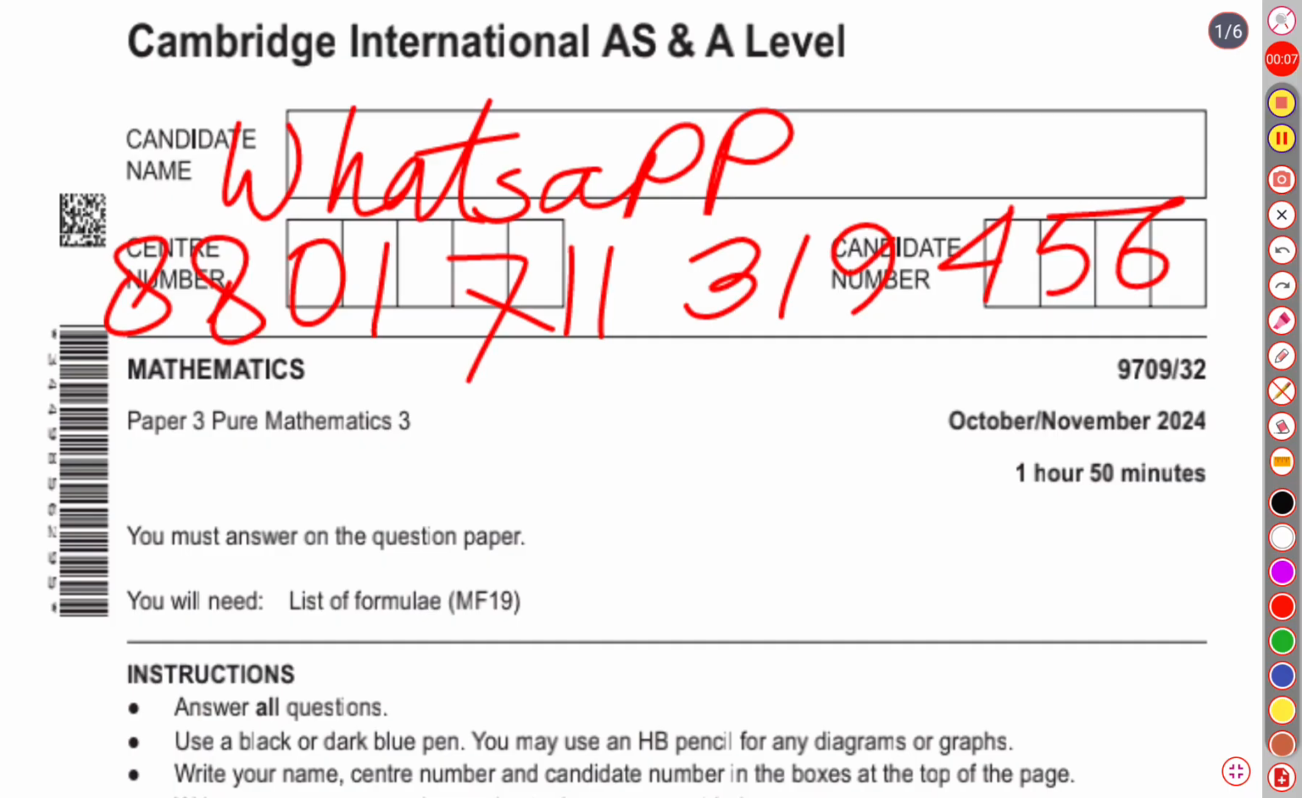Today, our topic is integration. We are going to solve an integration problem from question paper 9709/32 for the session October-November 2024.